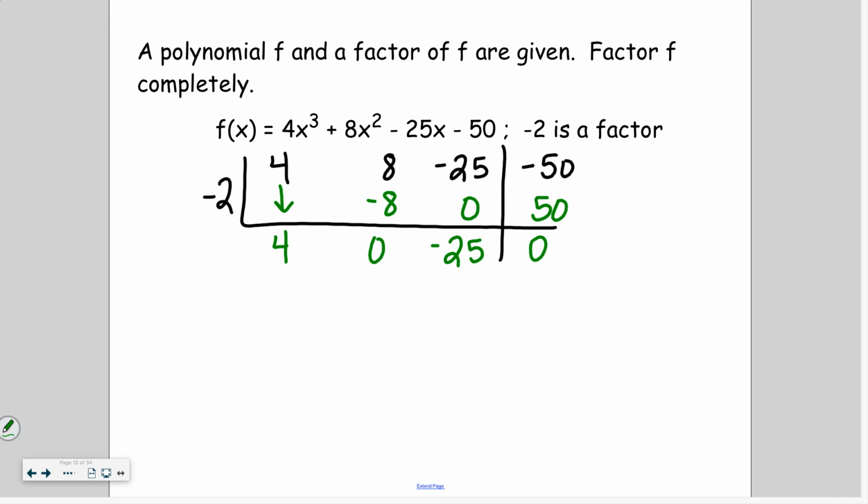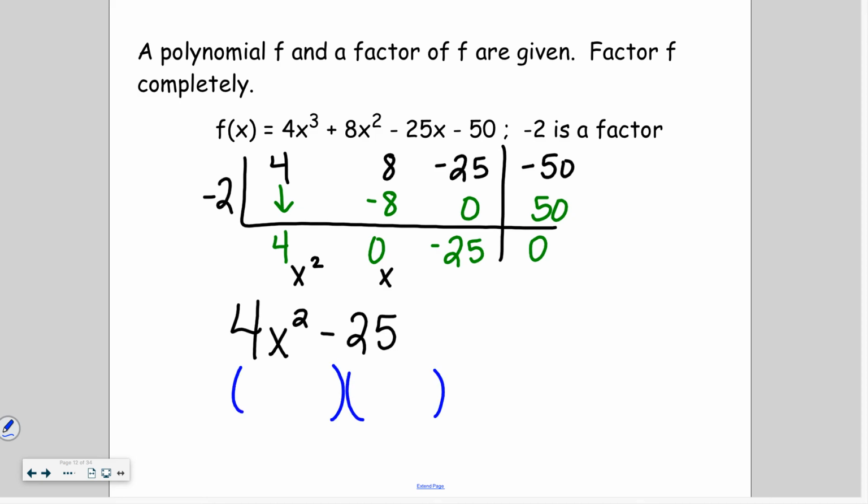Now remember, we go down 1 exponent degree. So this becomes x squared and this becomes x. So if I rewrite this, 4x squared, I don't have to put that 0 there, minus 25. If you look at this, it's two terms. So I have two options, sum and difference of cubes. However, my exponent is a 2. So I'm going to see if it's a difference of squares. I am subtracting. 4 is a perfect square, 25 is a perfect square. So it is a difference of squares.